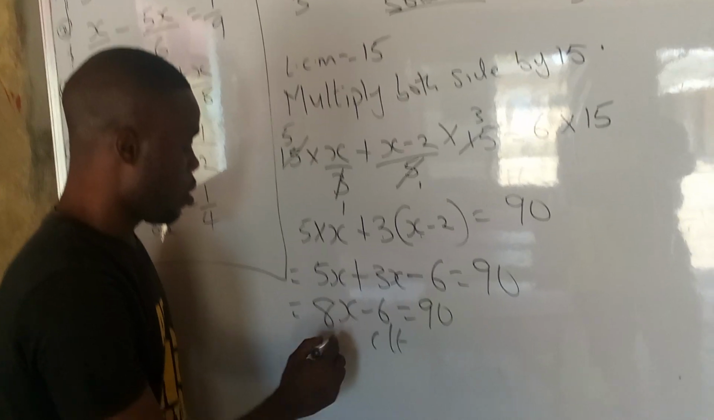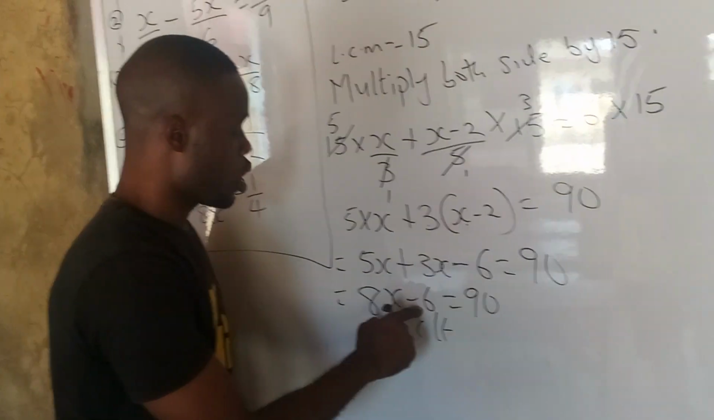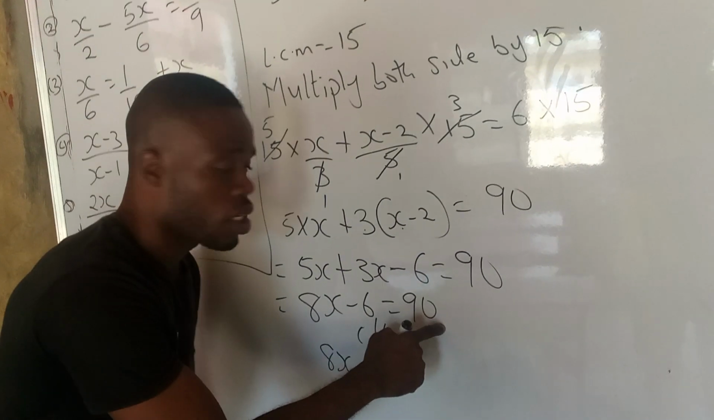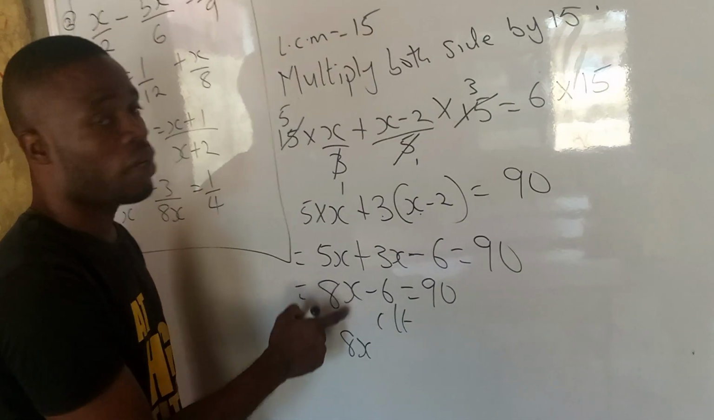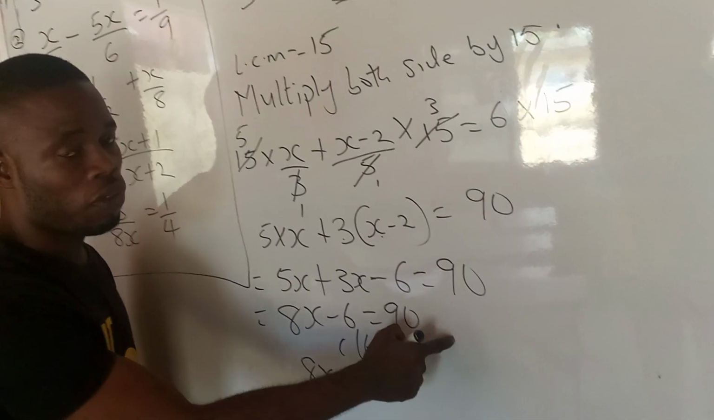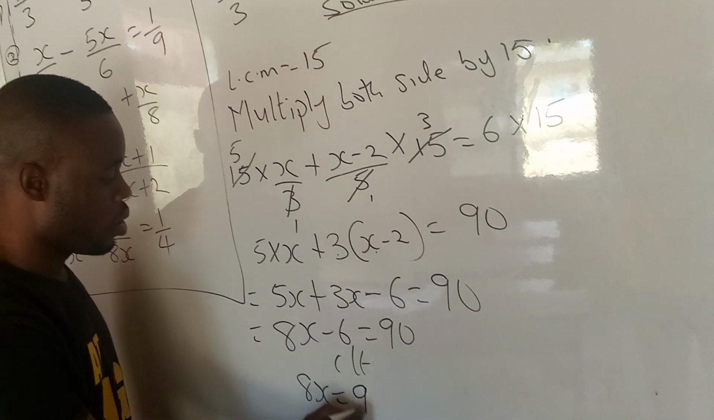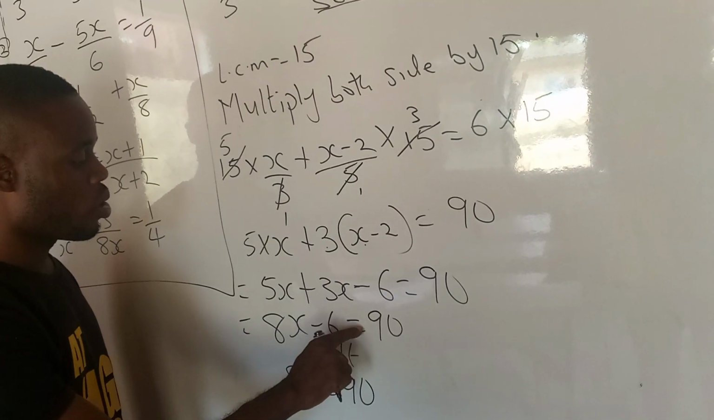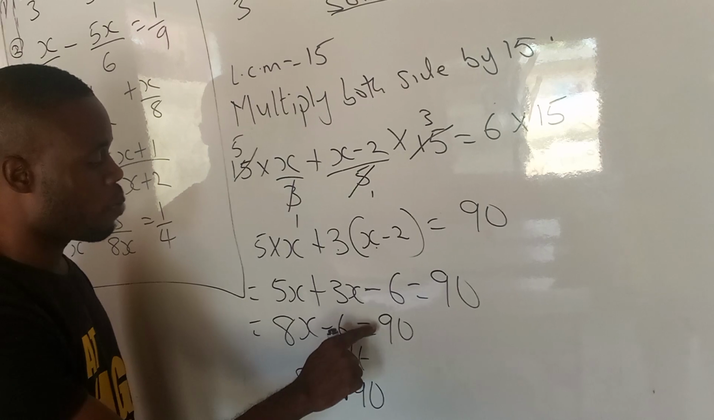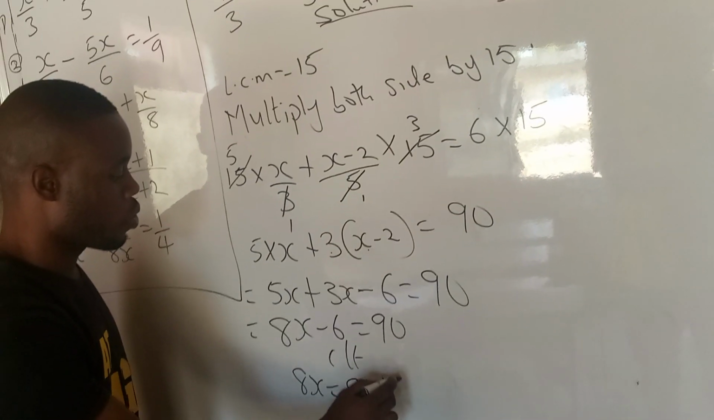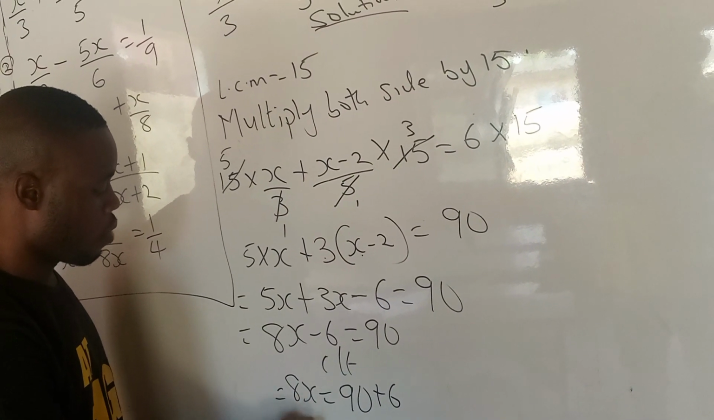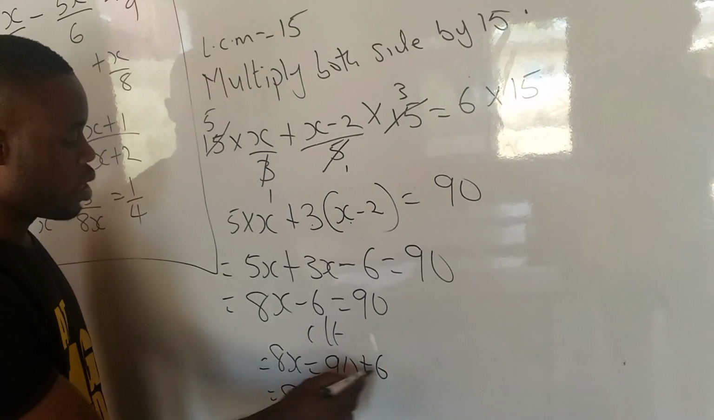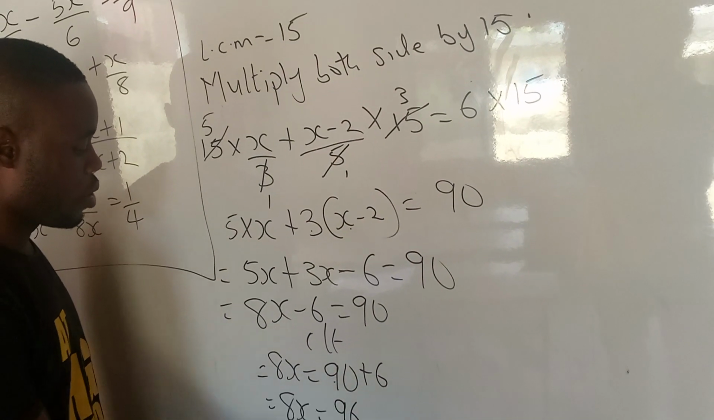So therefore, 8x, this will cross over because this is coefficient, this is coefficient. This one is coefficient and variables. So coefficient will go to coefficient, which will give you 90. Remember, minus will change to what? Plus if it's crossing over, because there's an invisible minus. Minus times minus gives you plus. So you have plus 6. So therefore, you have 8x. 90 plus this will give you 96.